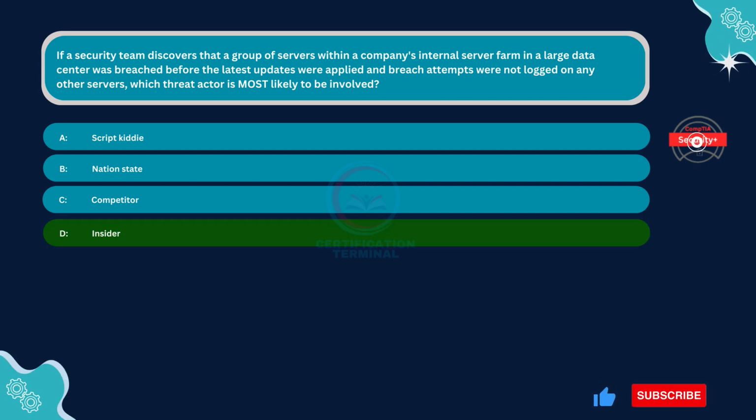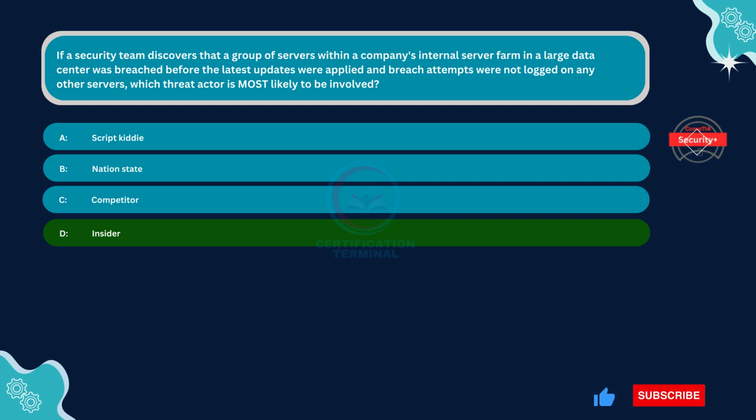insider. An insider threat refers to individuals within an organization who misuse their access or privileges to compromise security. Insiders may have knowledge of the internal server farm's configuration and vulnerabilities, making it easier for them to breach specific servers without triggering alerts or leaving logs on other systems.